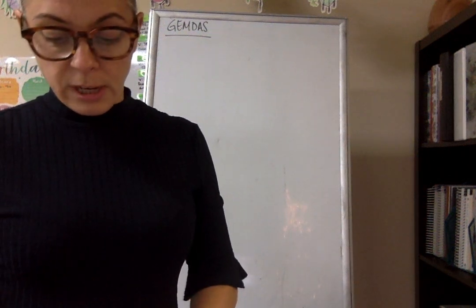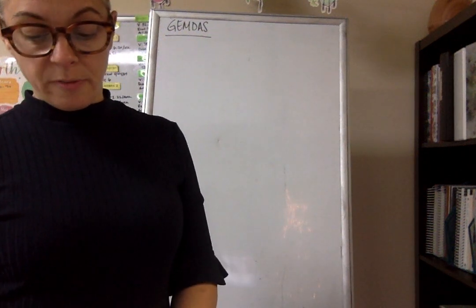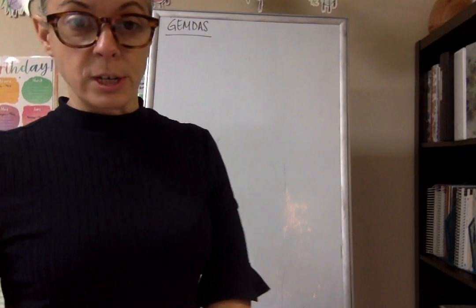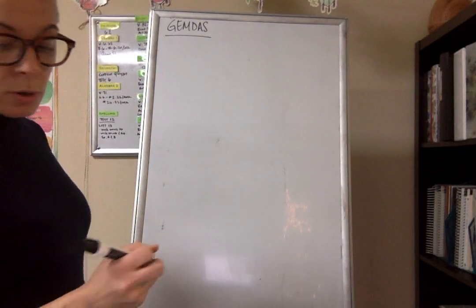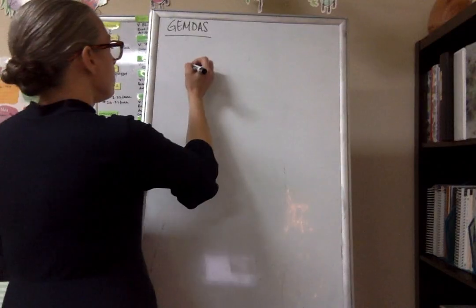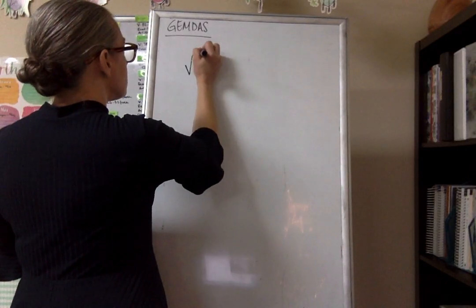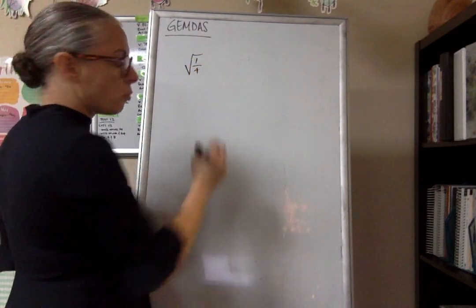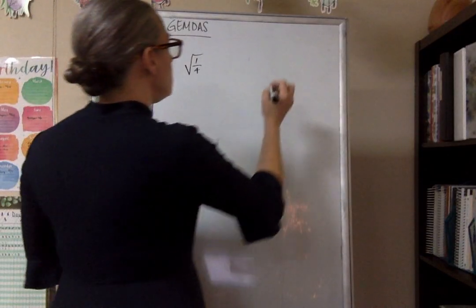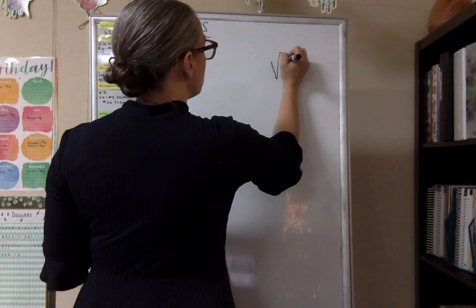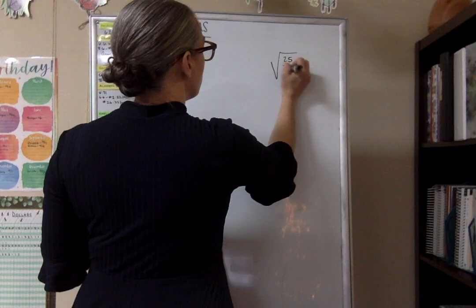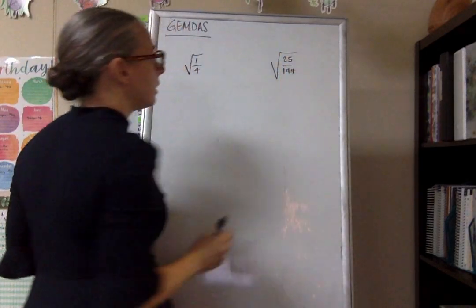Okay, so let's look at example 3 where we're simplifying square roots of fractions. So we have two problems in example 3. Problem A gives us a radicand with 1/4 under it. Problem B gives us a radicand with 25 over 144 under it.